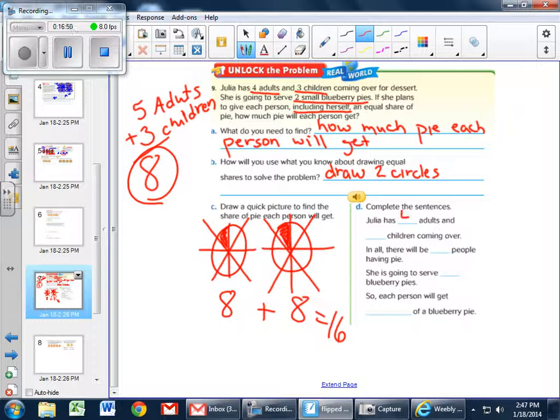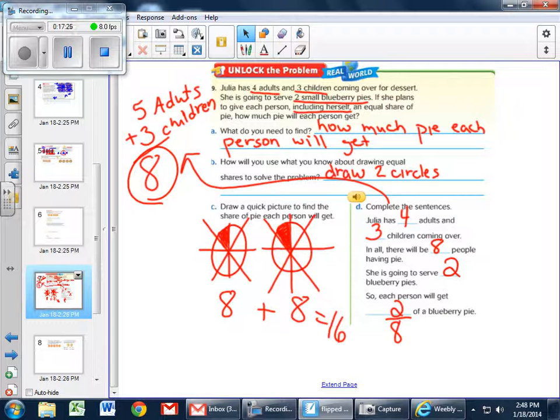So Julia has 4 adults and 3 children coming over. But it also told us that she wanted to include herself. So that's where we did this over here. So we have a total of 8 people having pie. And so she's going to serve 2 blueberry pies. So looking back at our drawing, each person can have how many pieces? They can have 2/8 of a pie. Okay, 2 pieces, or 2/8 of a pie.